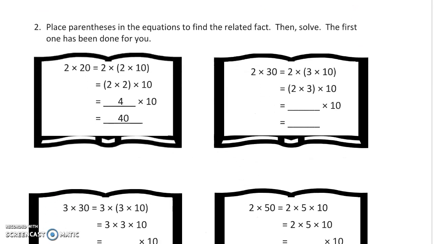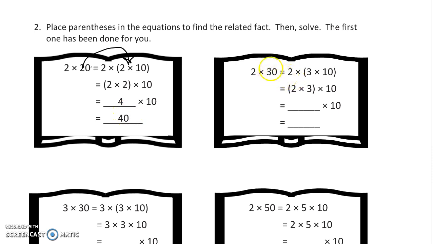Place parentheses in the equations to find the related fact, then solve. The first one has been done for you, so make sure on your homework you're putting the parentheses in. Sometimes we skip those. So they're showing 2 times 20 as 2 times 2 times 10. They're just showing the related fact as 2 times 10 instead of 20. And they're moving the parentheses. Then they're solving what's in the parentheses and multiplying that by 10, which is our leftover factor, to get 40. So 2 times 20 is the same as 4 times 10, or 40.